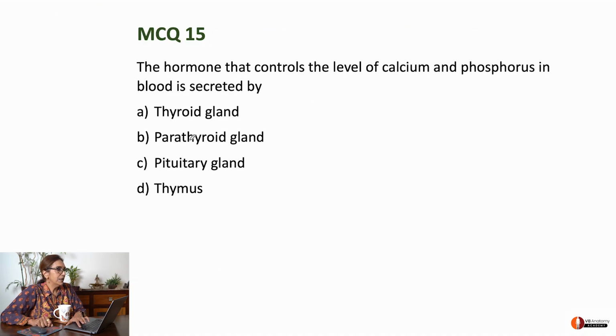MCQ 15. The hormone that controls level of calcium and phosphorus in the blood is secreted by? Is it thyroid gland, parathyroid gland, pituitary gland, thymus? Obviously, it is B, parathyroid gland, which secretes parathormone, which is responsible for balance of calcium and phosphorus in the blood. It therefore also decides how much of calcium should be deposited in bones.